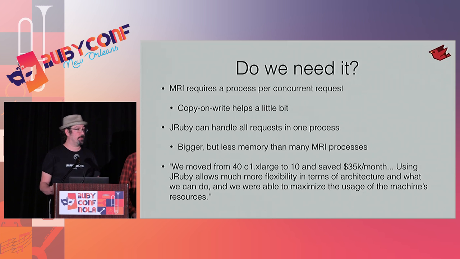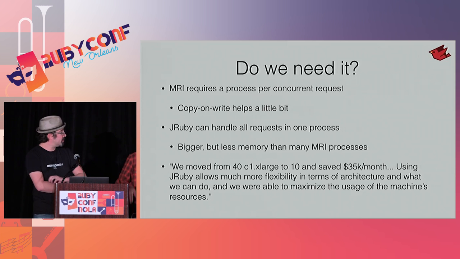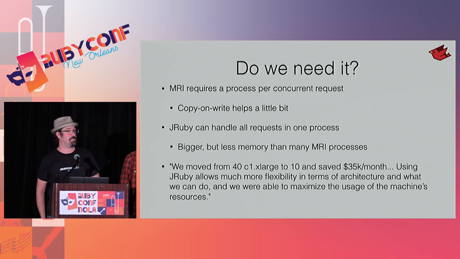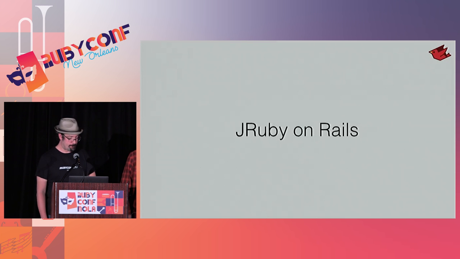This is a quote from a friend of ours. He wanted to remain nameless, but they had a large application that moved from 40 extra large instances on EC2 down to 10. Saved them tens of thousands of dollars a month, hundreds of thousands of dollars a year, just by making a move to JRuby and a few adjustments to the application. So this really does pay off if you make a move.